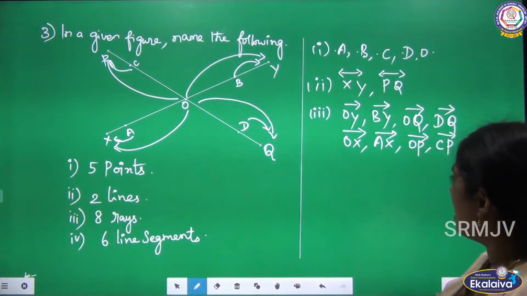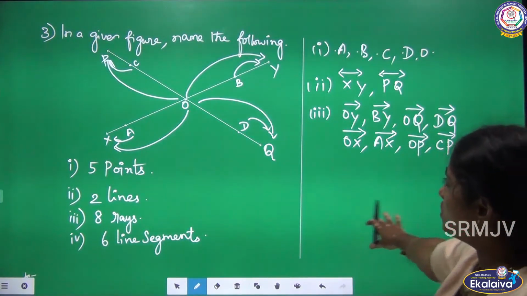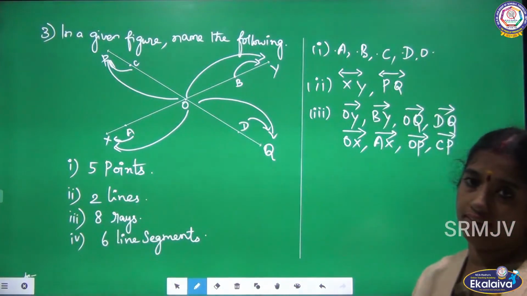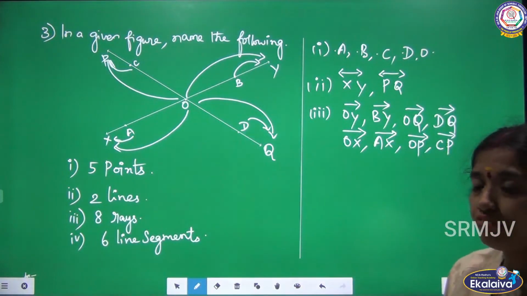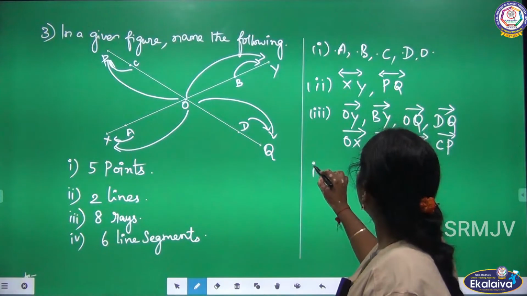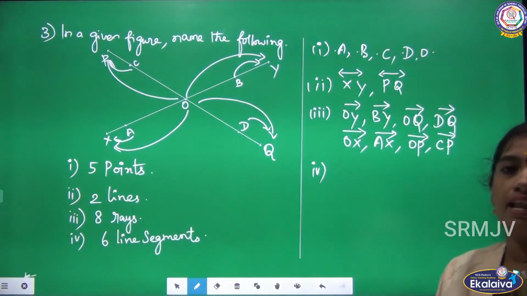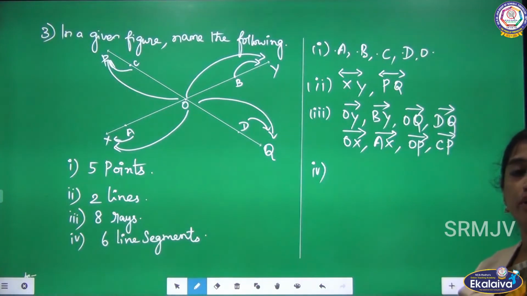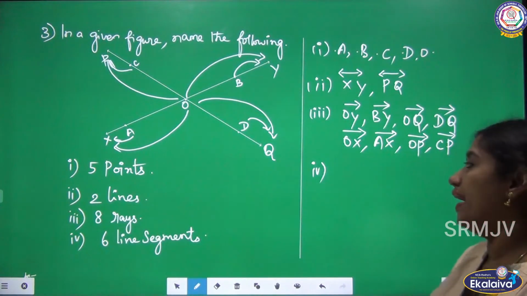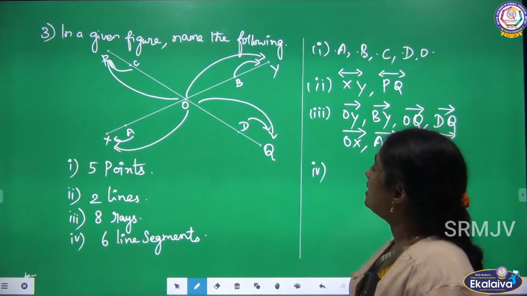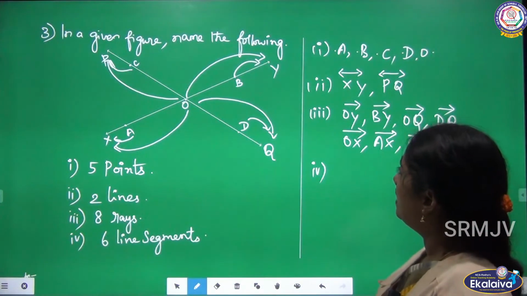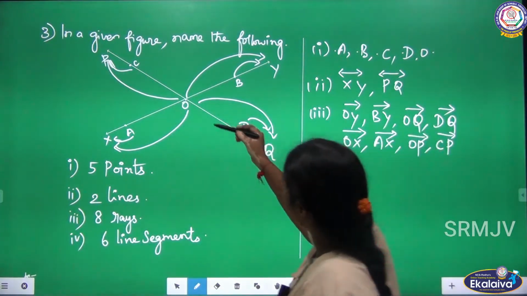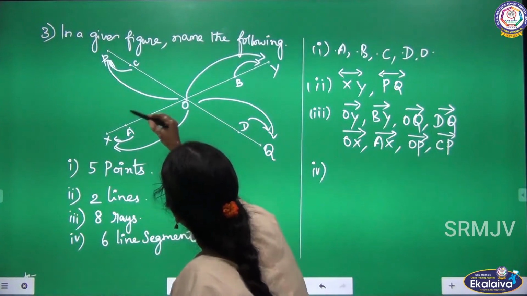See, these are the 8 rays which are given in this figure. Got it? Shall I move on to the fourth one? Now I am going to write the 6 line segments. So line segment means I know the starting point as well as the end point. See the 6 line segments. Listen, here this is a line segment OA.